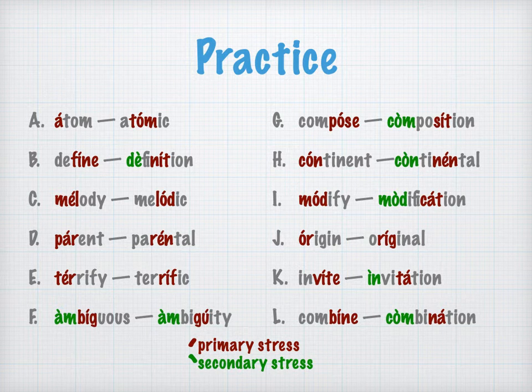Ambiguous has secondary stress on the first syllable, primary stress on the second syllable. Ambiguity, right? When the ity ending replaces the ous ending, it changes the placement of stress. Secondary stress remains on the first syllable, but primary stress is shifted to the third syllable. Ambiguity.